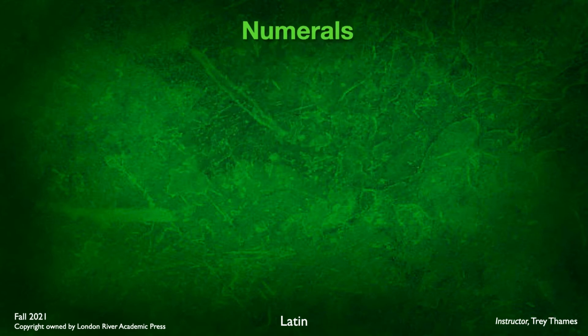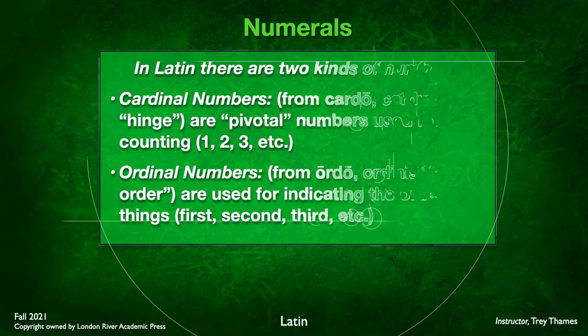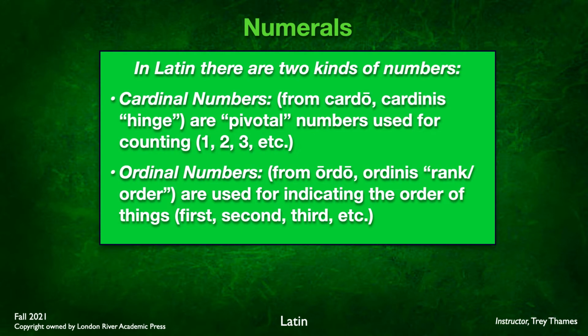In Latin, there are two kinds of numbers. There are cardinal numbers. This comes from cardo, cardinis, which means hinge in Latin. And these are the pivotal numbers used for counting, 1, 2, 3, etc. The second category of numbers are called ordinal numbers. This is from the Latin word ordo, ordinis, meaning rank or order. And these numbers are used for indicating the order of things, like first and second or third. You get the idea.